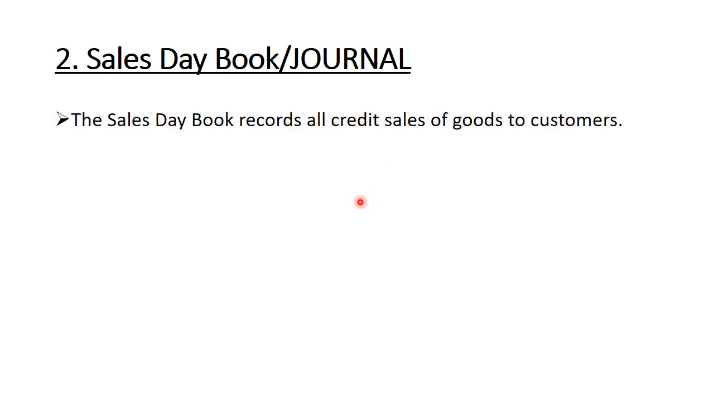Okay, so the second book after the purchases daybook is the sales daybook, which is also called the sales journal. So what is the sales daybook? The sales daybook records all credit sales of goods to customers.